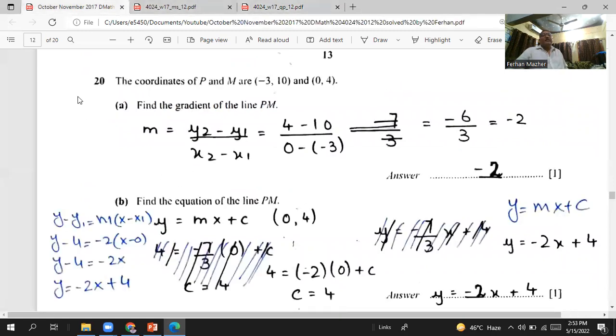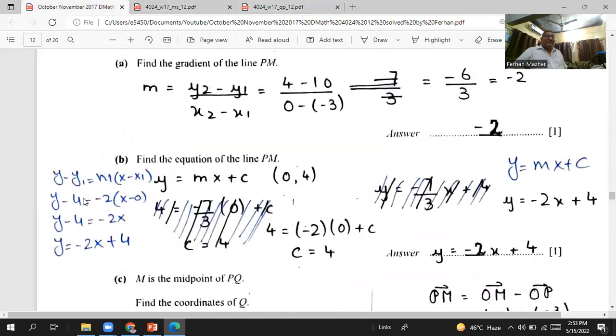So very simple. There are two methods of finding the equation. One is this method. The formula is y minus y1 equals m bracket x minus x1. Here m is the gradient of this line, and x1 and y1 are the coordinates of one of the points. So for example, I will use (0, 4). So y minus 4 equals minus 2, bracket x minus 0. So y minus 4 equals minus 2x. So y equals minus 2x plus 4. So this is the equation.